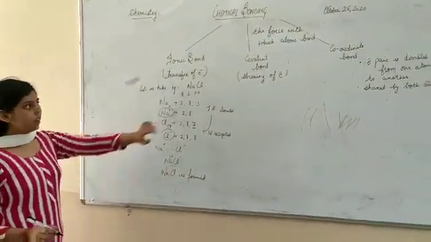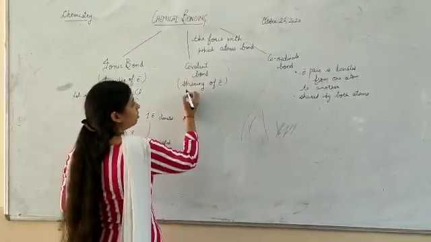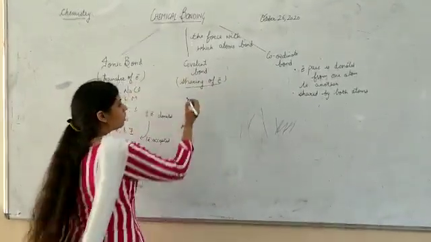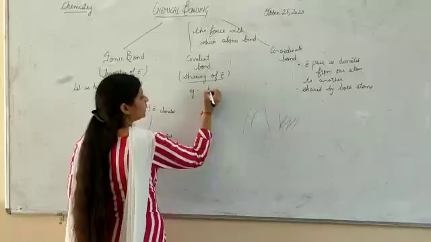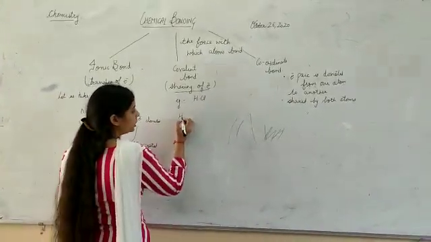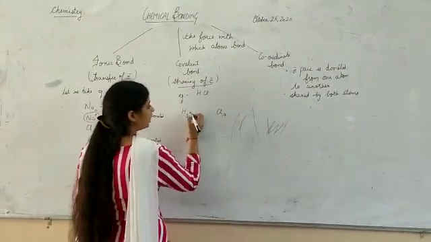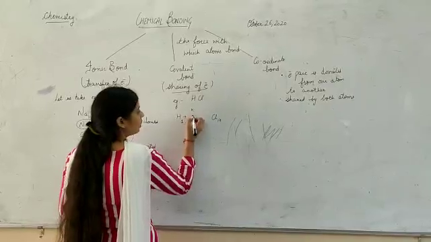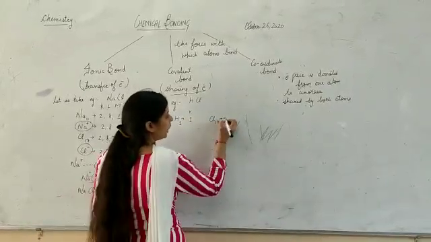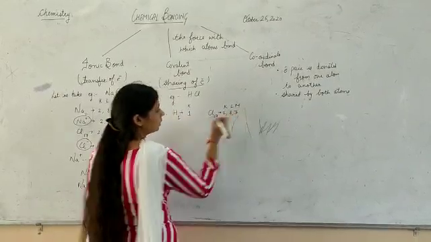Now, after ionic bond, let's come to the second type, that is covalent bond. In covalent bond, we have sharing of electrons. For example, we take here hydrochloric acid, that is HCl. Here, hydrogen is having atomic number 1 and chlorine is having atomic number 17. Hydrogen has electronic configuration 1 and chlorine has electronic configuration as 2, 8, 7.